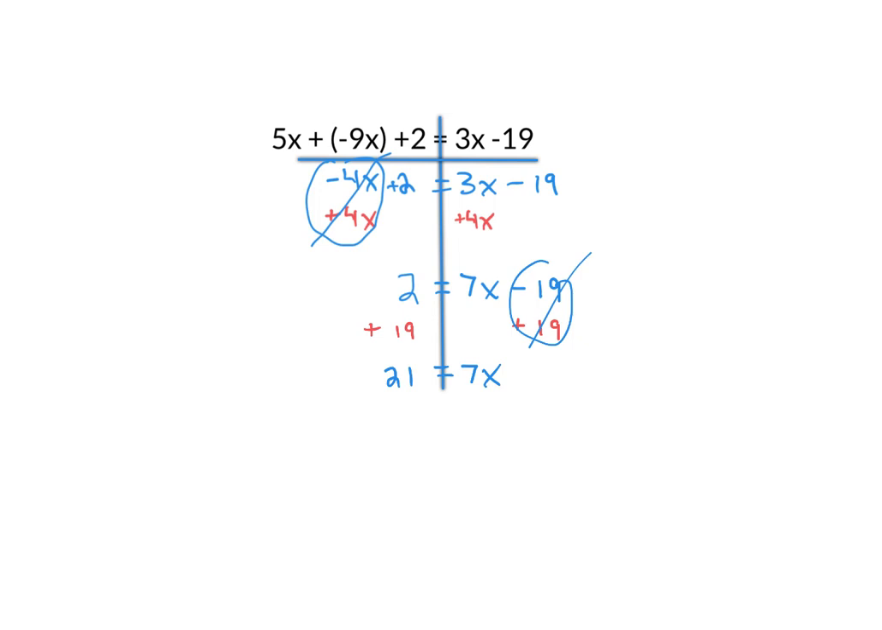And now since I have 7 multiplying my x, my inverse operation is division. So I'm going to divide by the coefficient, which is a positive 7. Divide by 7. So 21 divided by 7 is a positive 3. 7 divided by 7 is 1, so x equals 3 here as well.